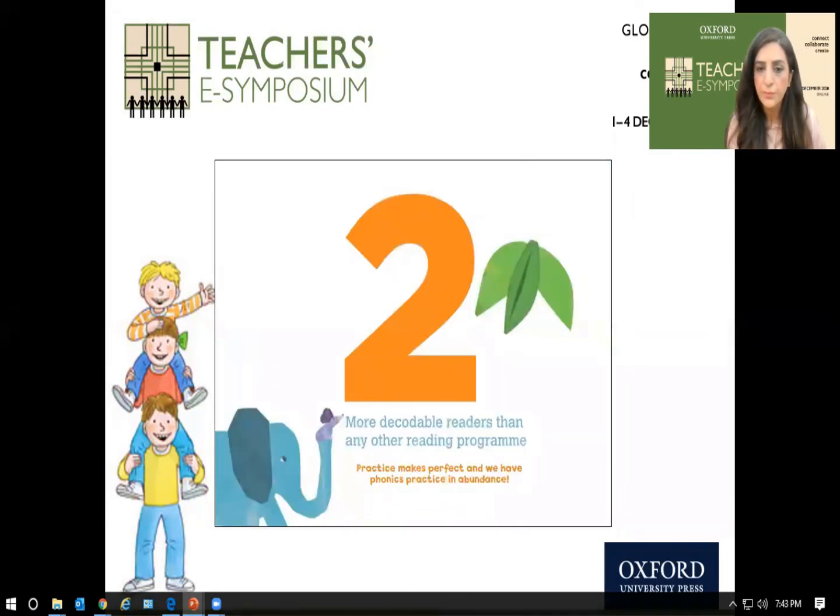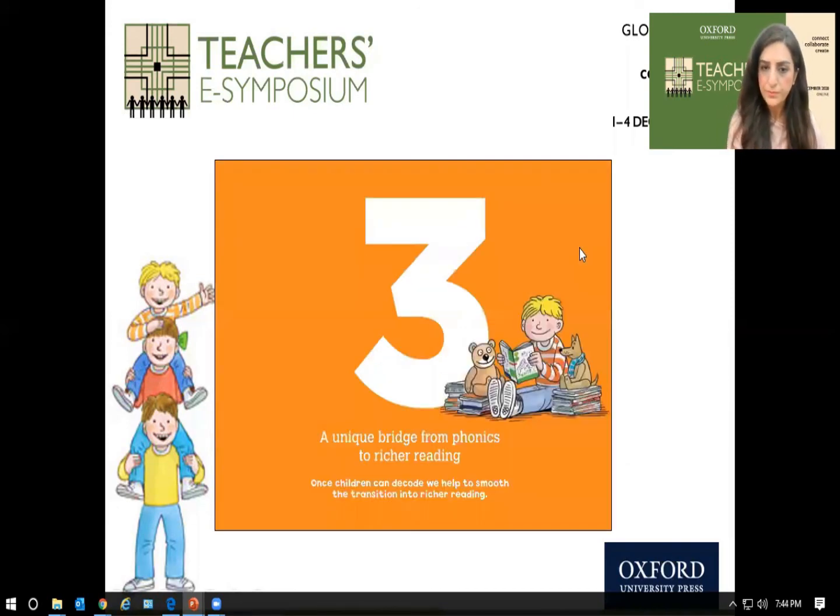We have more decodable readers than any other reading program anywhere in the world. So choice is such an important element over there. Head on to Oxford Owl and see some of these decodable readers. So you'll be able to find them under the phonics section and start using them in the classroom. They're free and they're such an excellent resource.